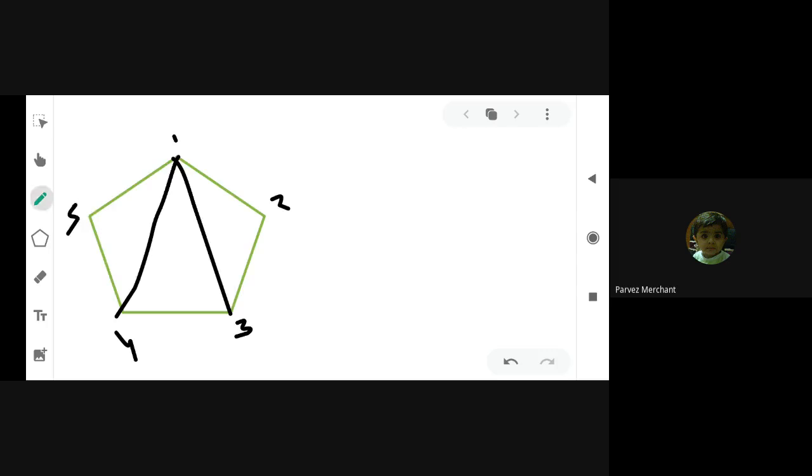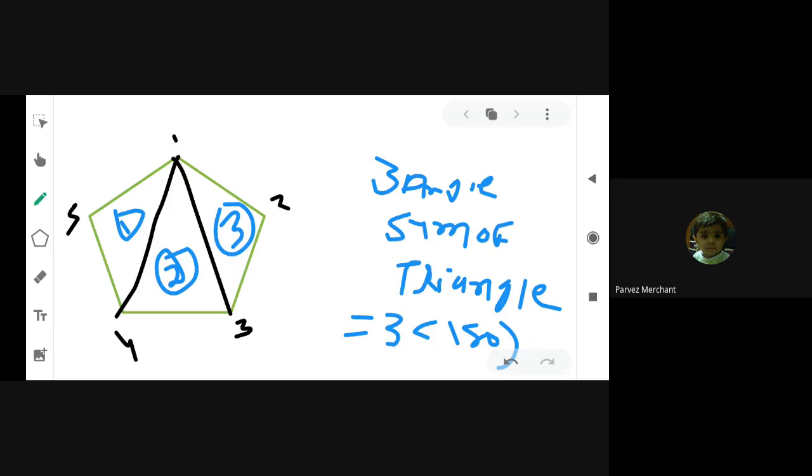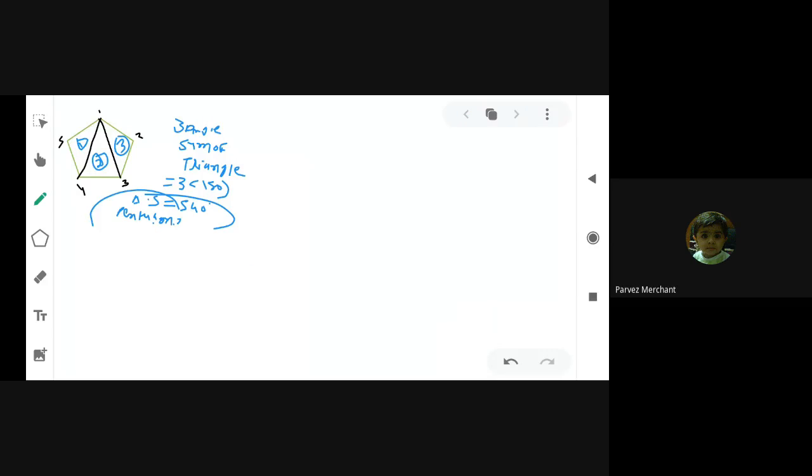Now you can see we get three different triangles. First triangle, second triangle, third triangle. So the angle sum of a pentagon is equal to three angle sums of a triangle. Yes or no? Because we divide the pentagon into three triangles. And we know very well the angle sum of a triangle is 180 degrees. So 3 into 180. So what is your answer? 540 degrees. The angle sum of a pentagon. Do you understand? Yes, sir.